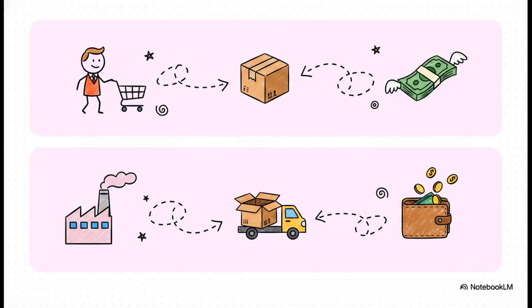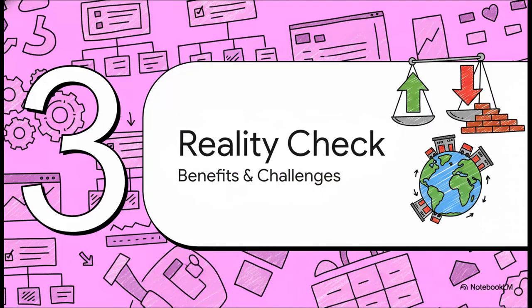Order to cash is the sales side. A customer orders, the ERP checks the stock, triggers the warehouse to pack it, generates the invoice, and records the payment. Then you have procure to pay, which is the purchasing side. A requisition is raised, sent out to a supplier, goods are received, quality checked, invoiced, and finally paid. The ERP handles both sides seamlessly, even juggling back orders and multi-location fulfillment if one specific warehouse happens to be out of stock. That brings us to Section 3, Reality Check.